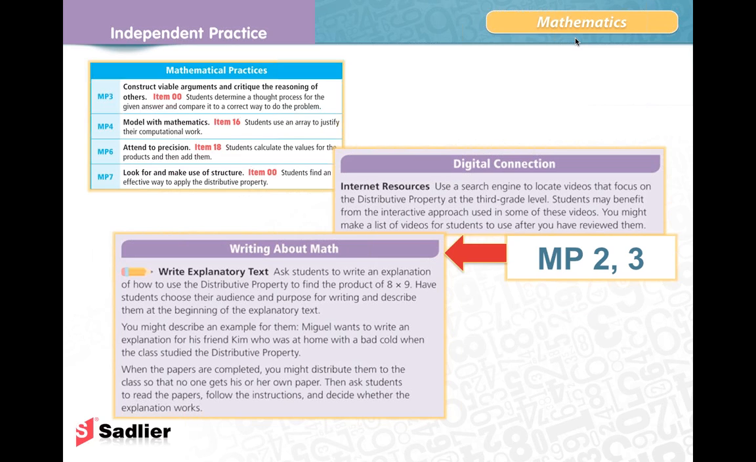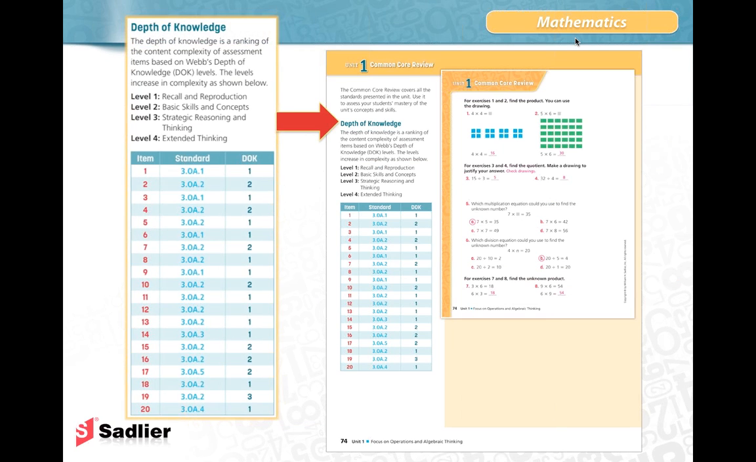Additional features throughout the Teacher's Edition. Again, I mentioned the mathematical practice. There's digital connections, as well as writing about math type features. Again, getting students to think, reason, and explain, and share their thinking. For the Common Core review, we identify the depth of knowledge. Remember, I told you that they're cognitively challenging exercises. So we identify the depth of knowledge level that each Common Core review item addresses right here in the Teacher's Edition for you.